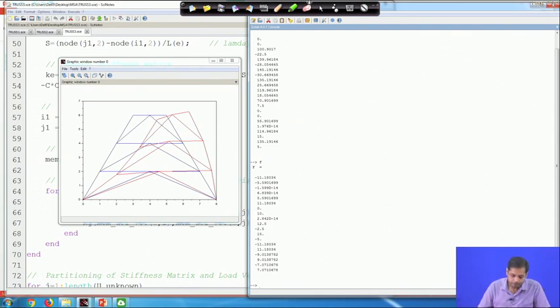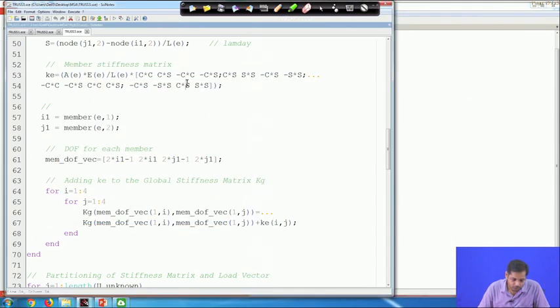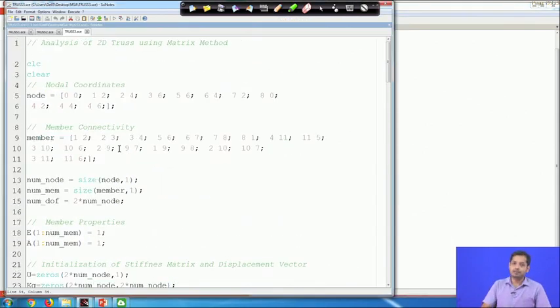So, in the next class we do a similar exercise for beams, and try to solve some beams, and then in the subsequent classes we will have a similar exercise for frames.